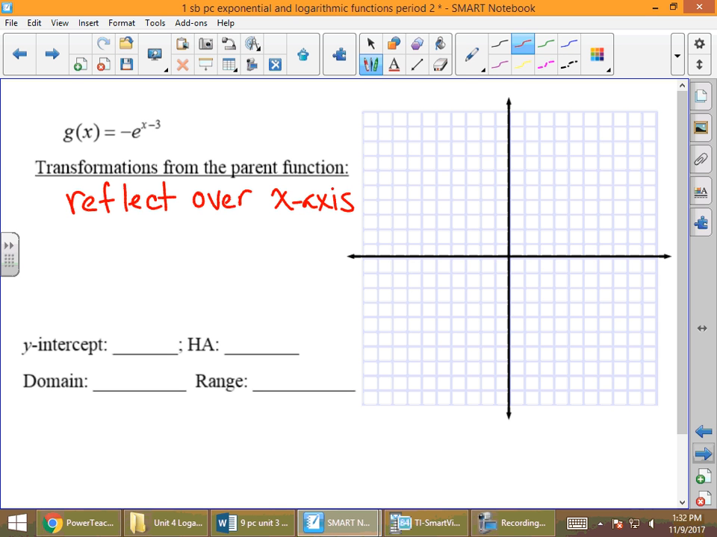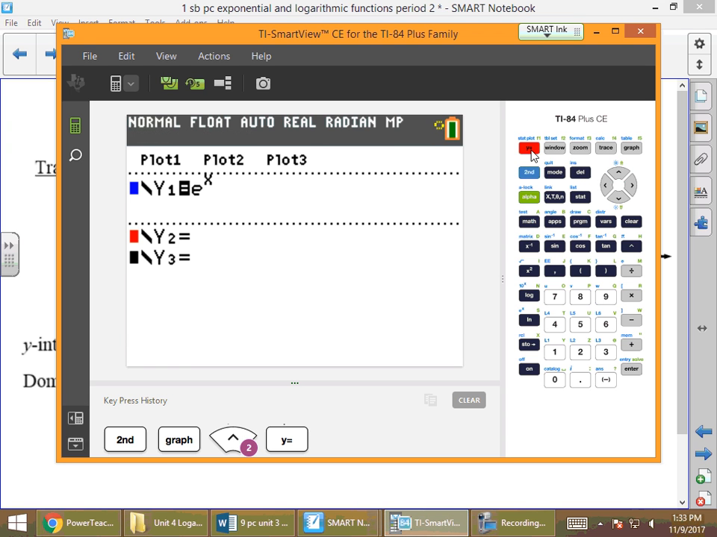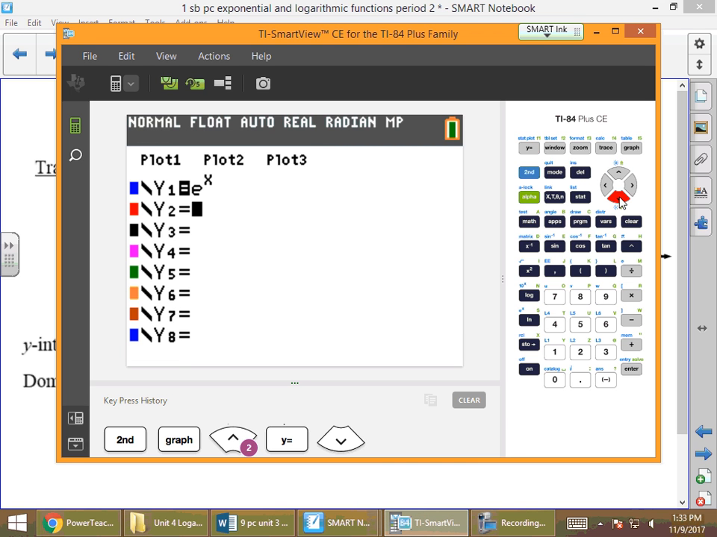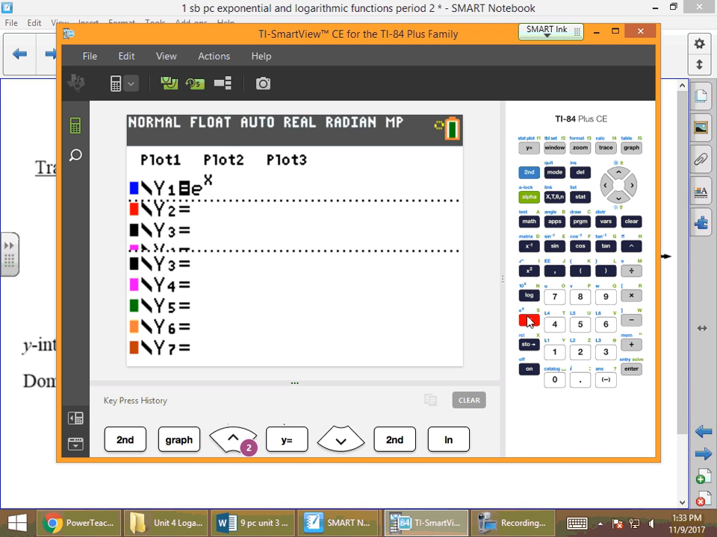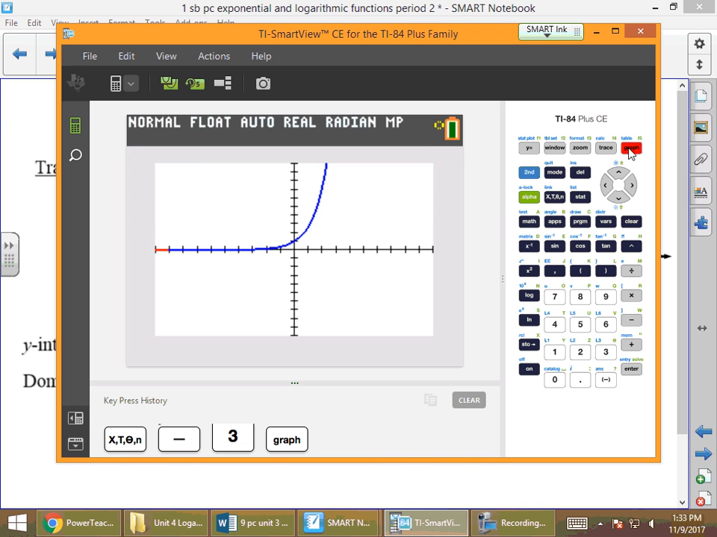And then, how does the -3 in the exponent move our graph? And I think that it is right 3. But let's type it in our calculator and we can check and see. We still have the other value in there. But what I would do to check it, by the way, is I would say second ln, I wouldn't put the negative in, I would just do the x minus the 3 to start. Did we move right 3?